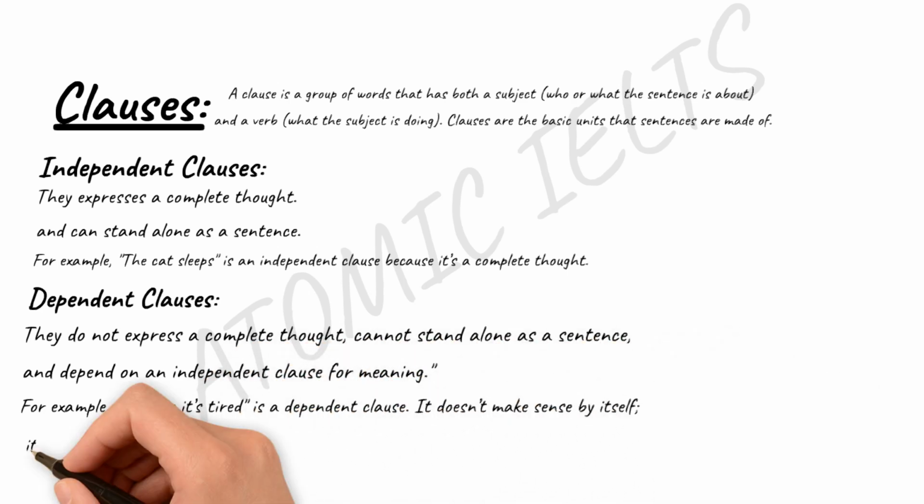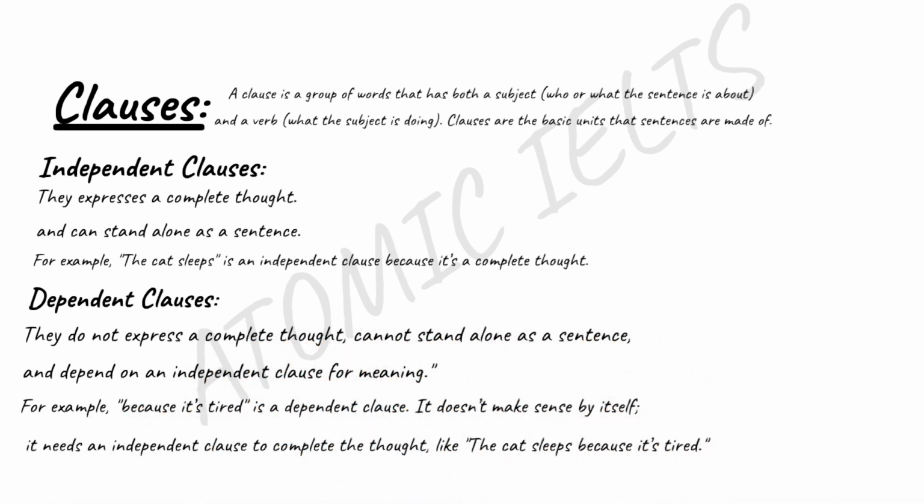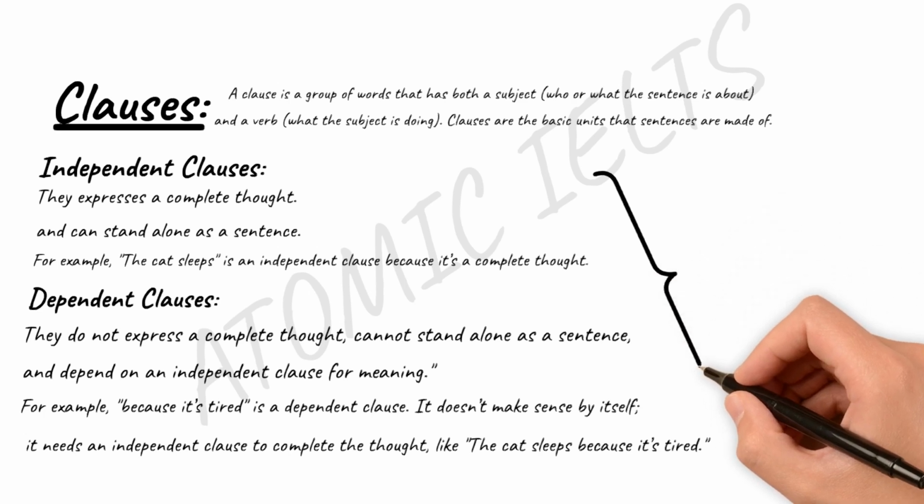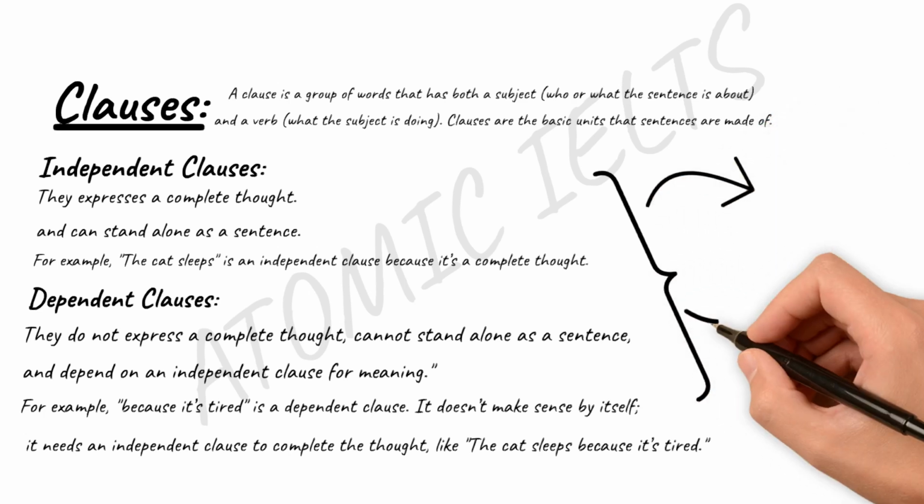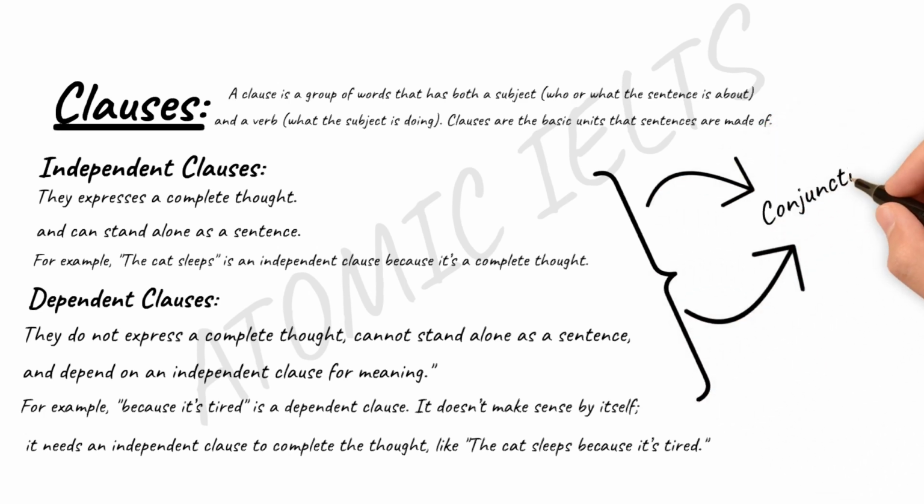These are like rooms that can stand alone. They make sense by themselves. For example, "The cat sleeps" is an independent clause because it's a complete thought. On the other hand, dependent clauses are rooms that need to be attached to another room to make sense. For example, "because it's tired" is a dependent clause. It doesn't make sense by itself. It needs an independent clause to complete the thought, like "The cat sleeps because it's tired."